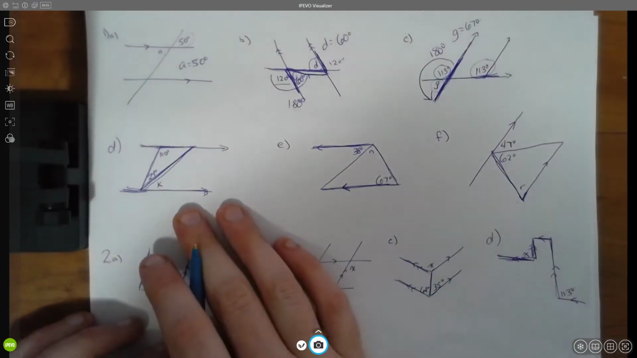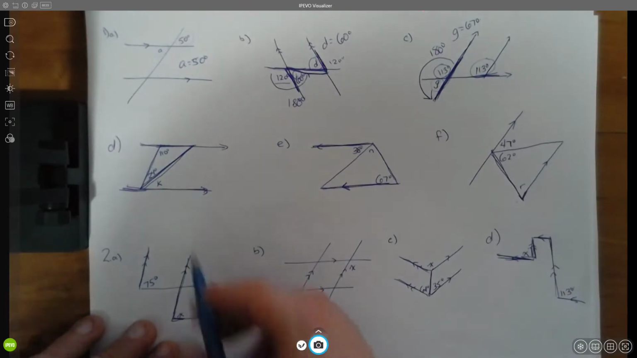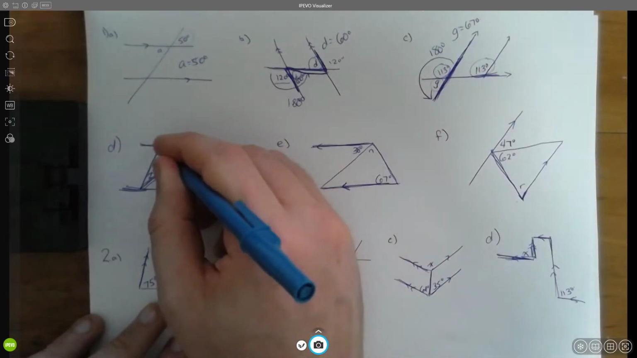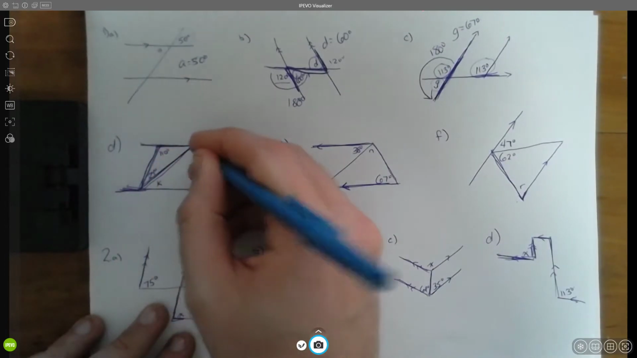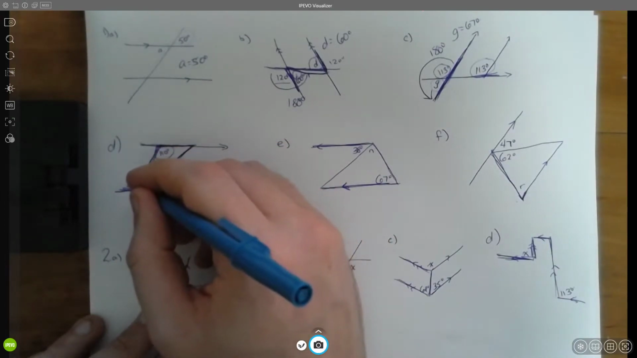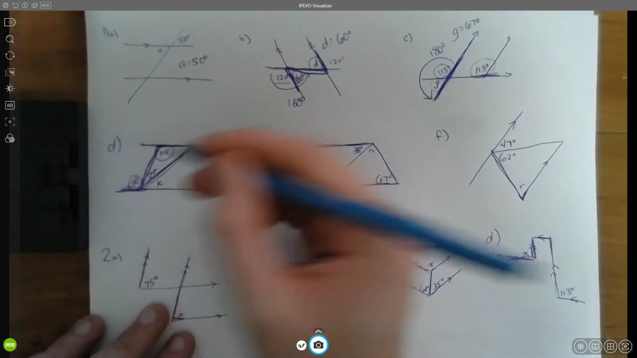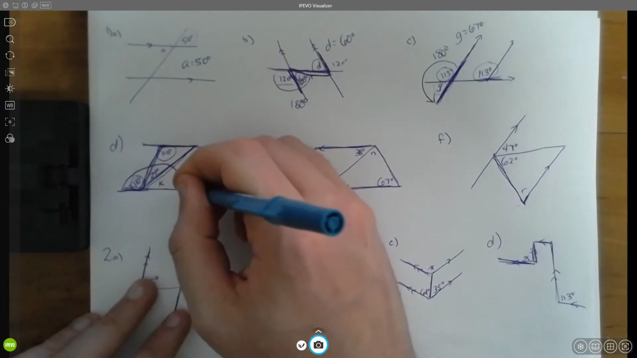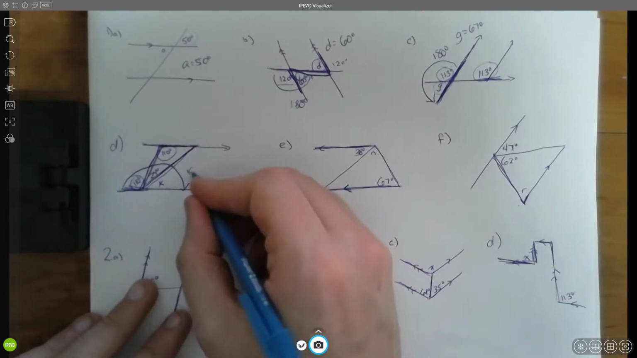Let's move on to D. In question D, we have a little bit more complex. If you remember our Z pattern, if we go here, our interior angles are the same, so 110, which means that this is also going to be 110 degrees. Like I've been saying before, from here to here is a straight line, so 180 degrees.